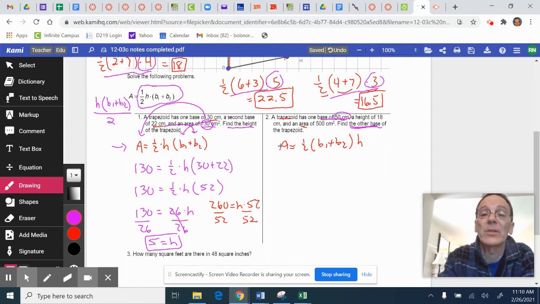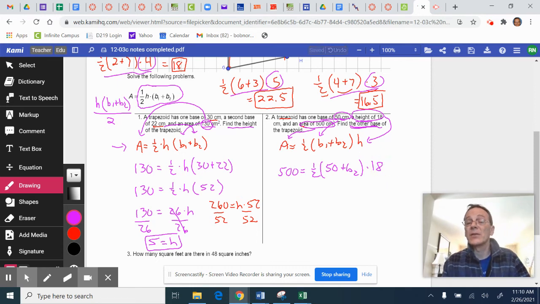So I don't know, let's put the 50 in for the B1. A height of 18, no question about where that goes, and an area of 500 square centimeters, no question about where that goes. So 500 is equal to 1/2 times 50 plus B2 times 18. Again, there's a lot of choice here at the beginning of this problem as to what step you want to take to begin solving for B2.